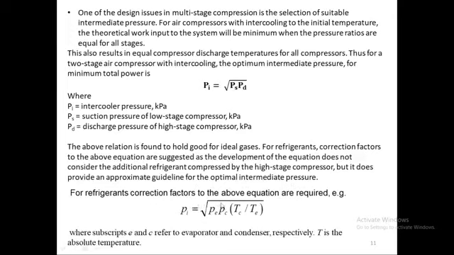For refrigerant, correction factors to the above equations are required. So the equation for the refrigerant will be PI is equal to PE times PC multiplied by TC upon TE, where E stands for the evaporator, C for the condenser, and I is the intermediate pressure. So using this equation, we can calculate the intermediate pressure for our refrigerant system. But most of the time in numericals, you will see that we will be using this equation, because this is rather easier to use than this one.